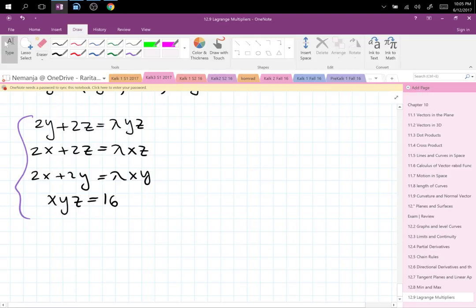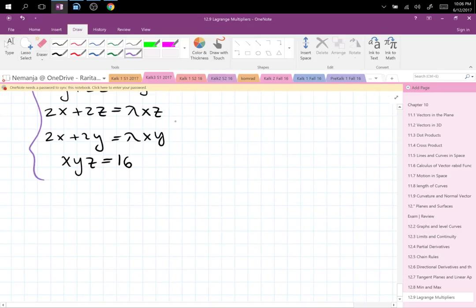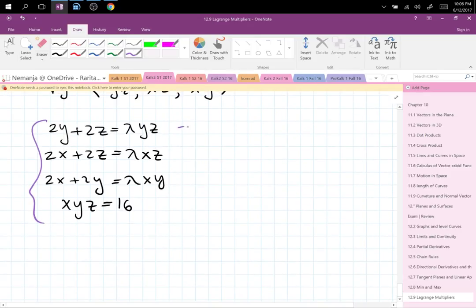So divide each equation by whatever is there together with lambda. So first equation, I would divide by yz and try to see what I get. So lambda is equal to 2 over z plus 2 over y. Divide the second equation by xz and the third equation by xy. So I'm hoping to isolate these lambdas and see what I get.